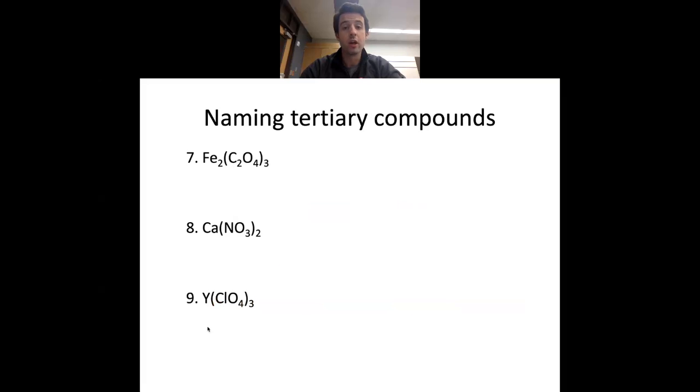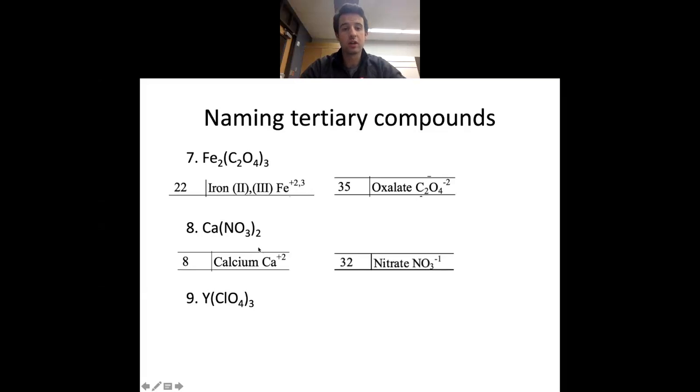Here we go. Okay, so for the first 3, we're not writing formulas, we're writing names. So the big thing we want to keep in mind is, do we have multi-charged metals? In question number 7, the answer is yes, iron has more than 1 charge. In question number 8, the answer is no, calcium only has 1 charge, its charge is 2+. And for question number 9, the answer is no, yttrium only has 1 charge, its charge is 3+. So for 8 and 9, we're not going to have Roman numerals, and for 7, we will have Roman numerals because we see it there in the name on the ion list.